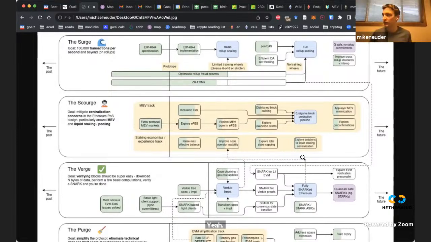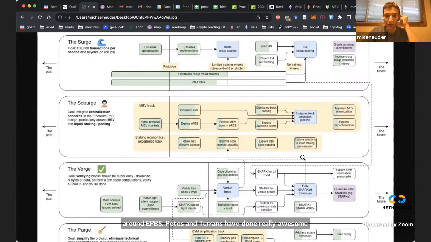So there's been a lot of discussions around EPBS. Potuz and Terence have done really awesome work speccing it out, laying out the different design space. The idea here is to try and bring some of this external block production market into the protocol. Currently, the MEV boost market that we were looking at before all happens outside of the view of the core protocol.